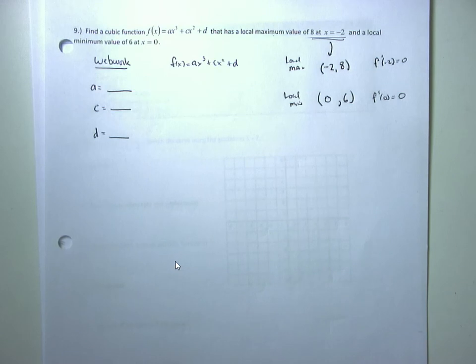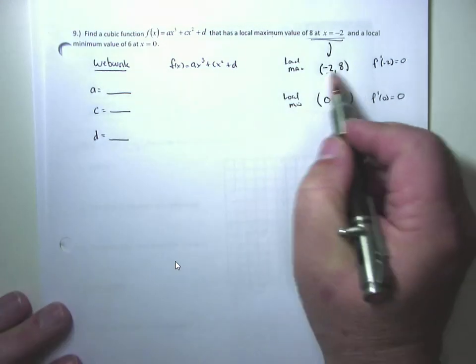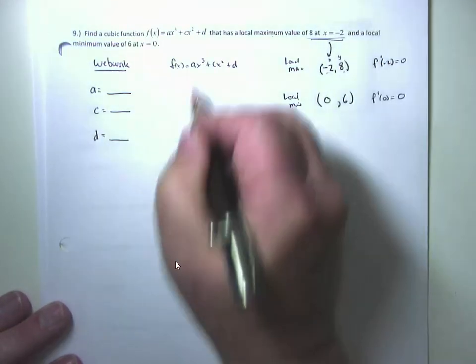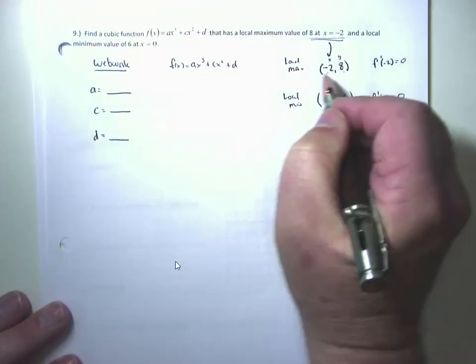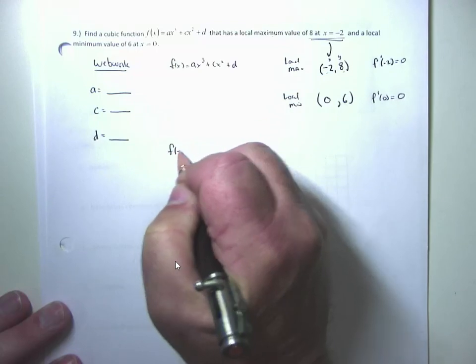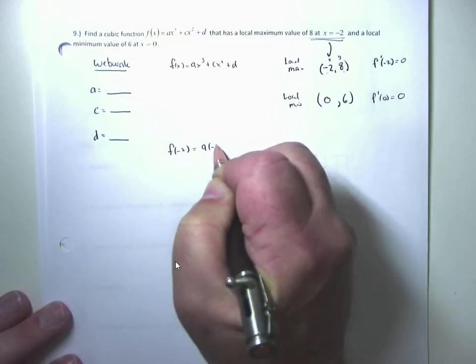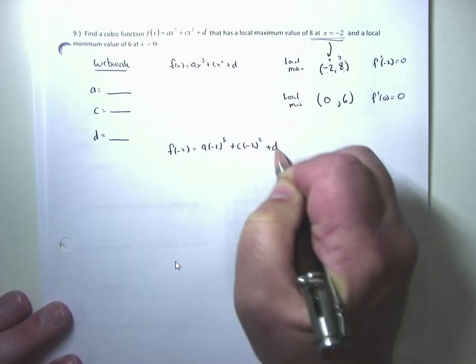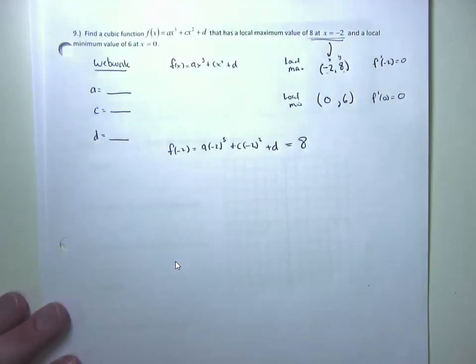All right, so now it becomes a math game. Figure out A, C, and D. So the first thing I'm going to do is, since I have a point, this is X, this is Y. So I can tell you this. When I plug in X is -2, so f of -2, which will be A times -2 cubed plus C times -2 squared plus D, that's got to be equal to 8. Does that make sense? And that gives me an equation. What's -2 cubed?